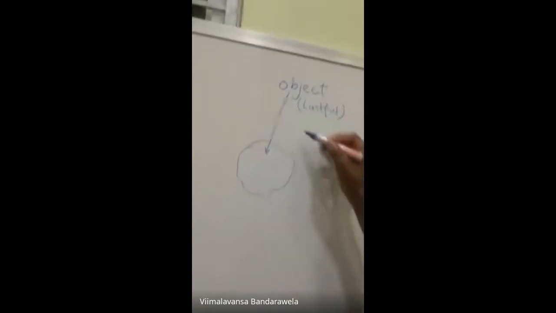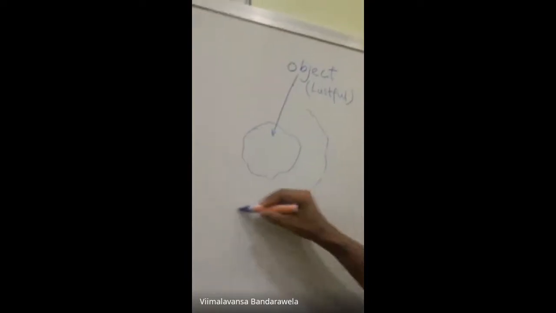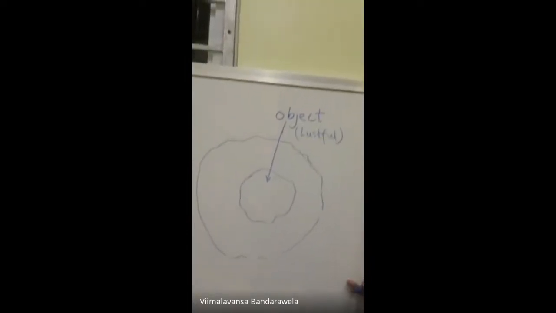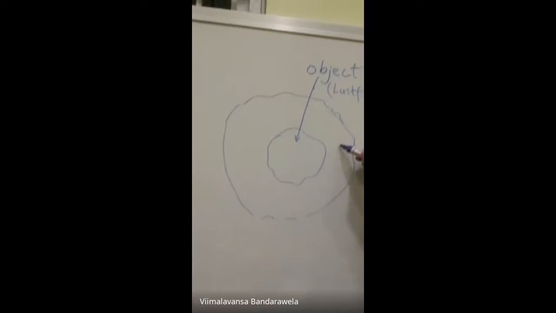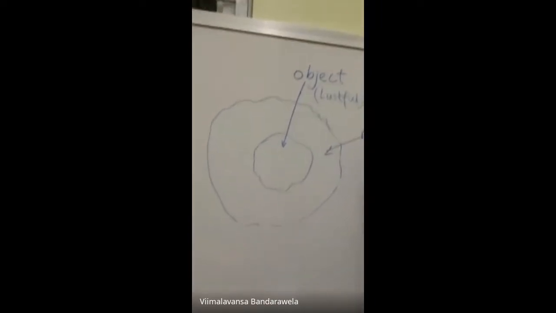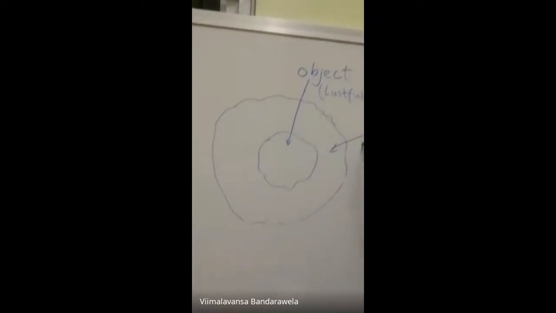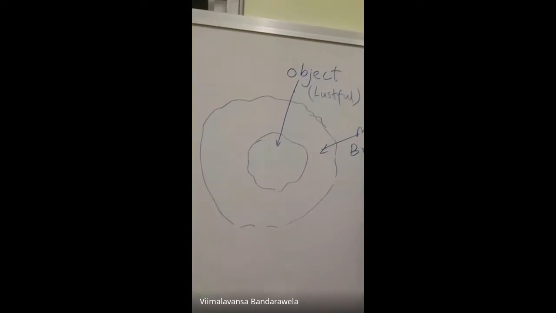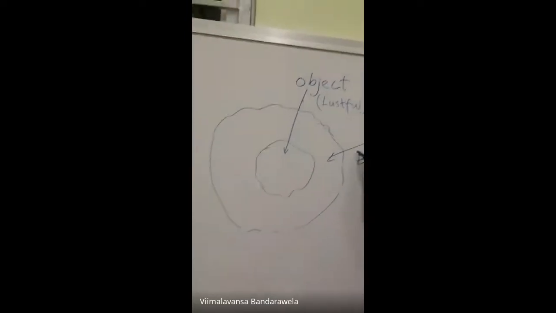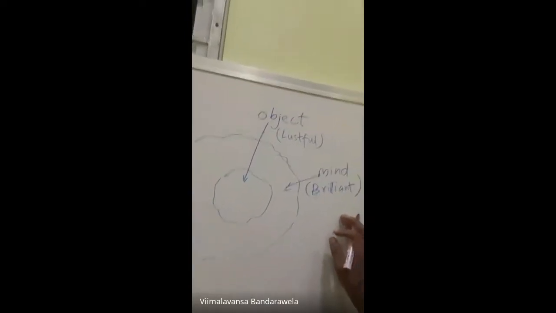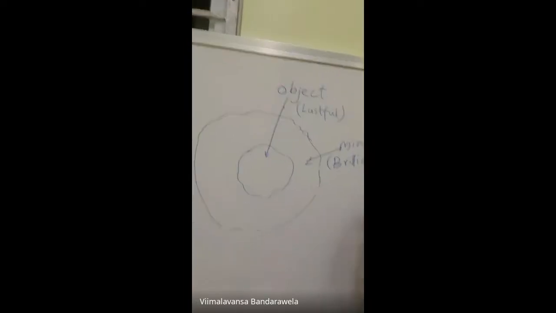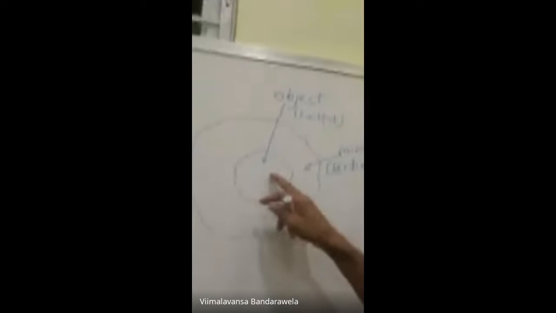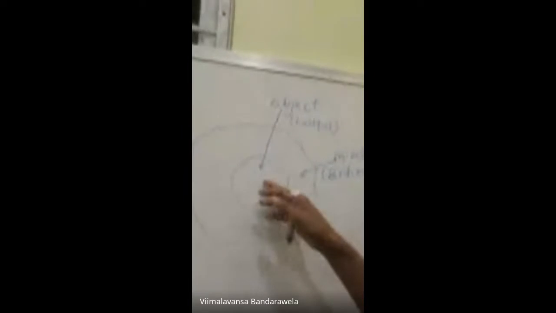This is the object. So around the object, you have mind, right? Can you understand? Around the object, you have mind. The mind is brilliant, bright, and radiant, right? This is the radiant thing. The object is not radiant, right? It is some colorful object, right?